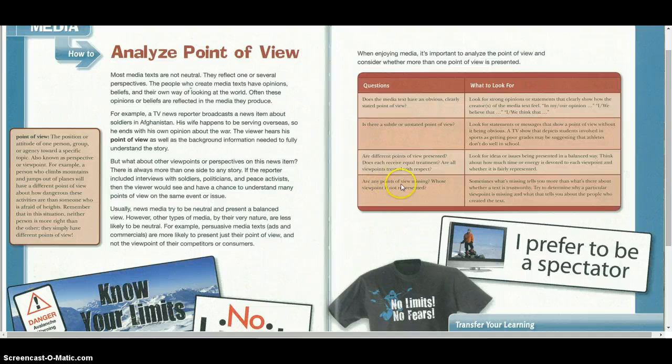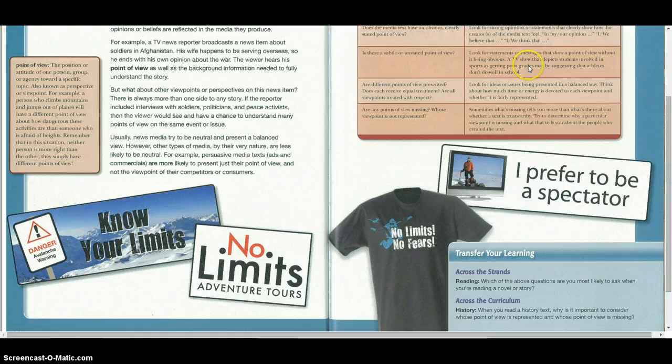The last one here, are any points of view missing? Whose point of view is not being represented? Sometimes what's missing tells you more than what's there about whether a media text is trustworthy. Try to determine why a particular viewpoint is missing and what that tells you about the people who created the text. So sometimes they leave out somebody's opinion altogether or somebody's point of view altogether. That kind of tells you too that it's all one-sided if they don't let anybody else's viewpoint in.